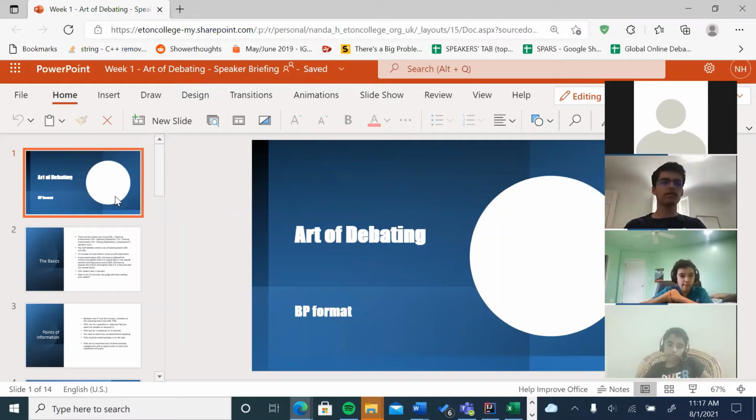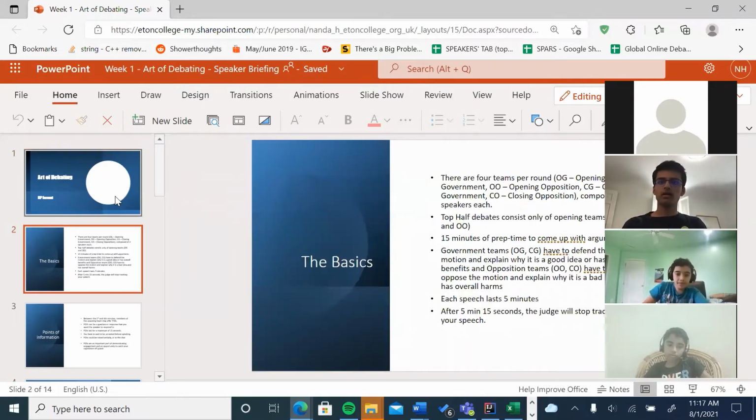British parliamentary format. The basics are that there's 4 teams per round: opening government, opening opposition, closing government, and closing opposition. And there's 2 speakers on each team.